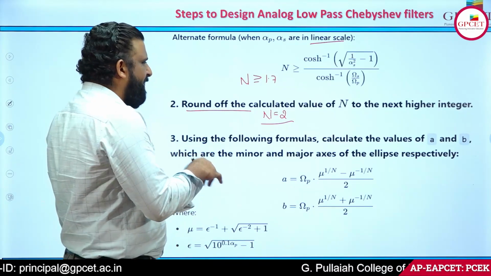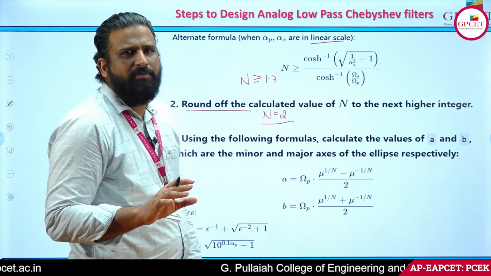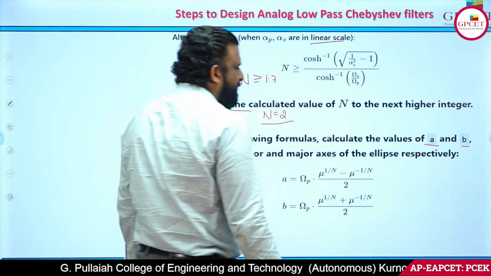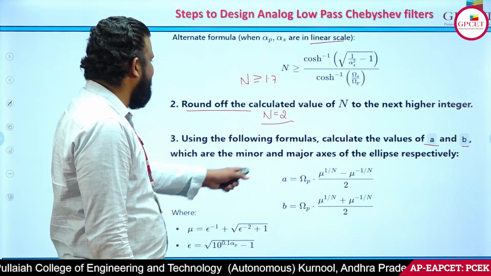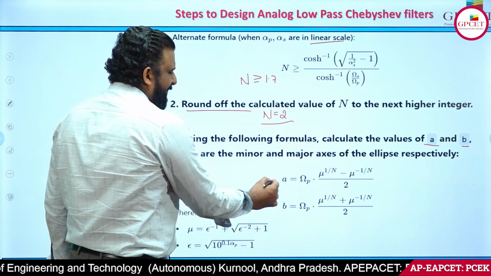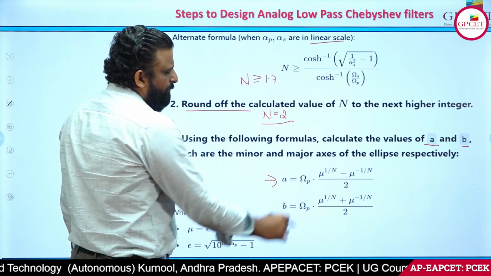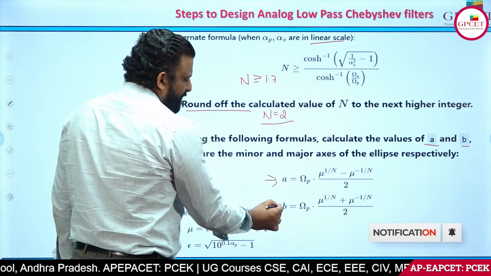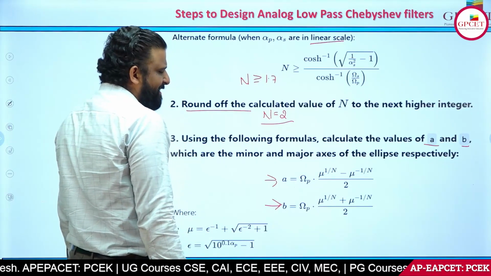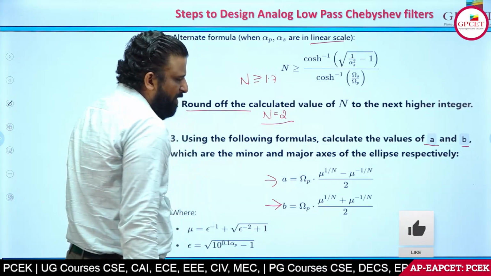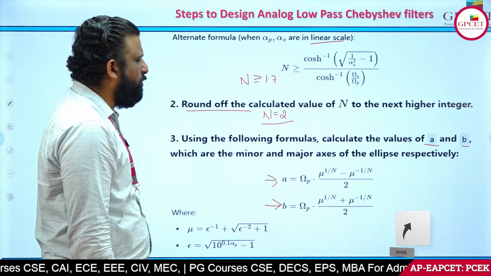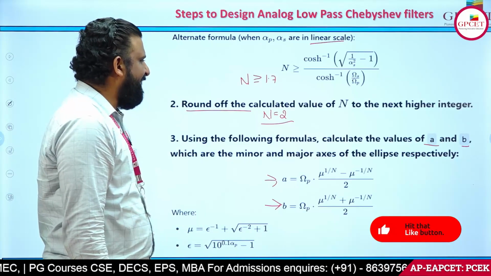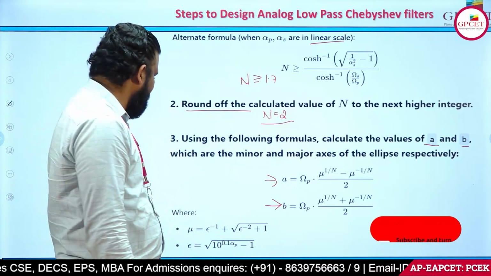In the third step, we are going to find the values of the minor and major axes, A and B. The formula is A equal to omega p into (mu to the power of 1 by N minus mu to the power of minus 1 by N) by 2, and for the major axis, B is equal to omega p into (mu to the power of 1 by N plus mu to the power of minus 1 by N) by 2. By using these two formulas, we can calculate the values of A and B. Fine. So what is mu?